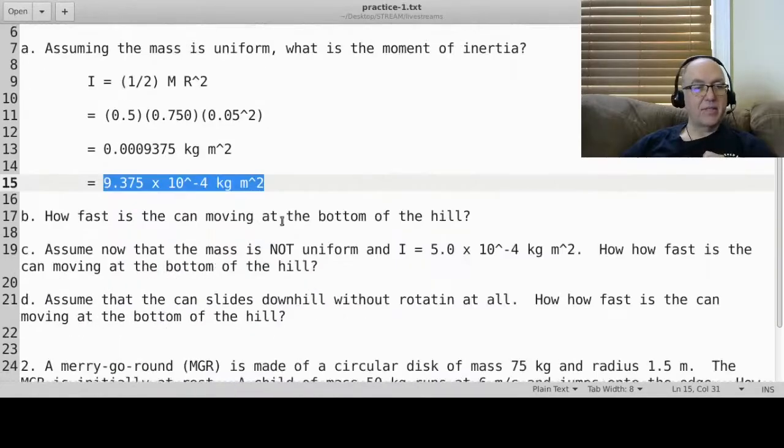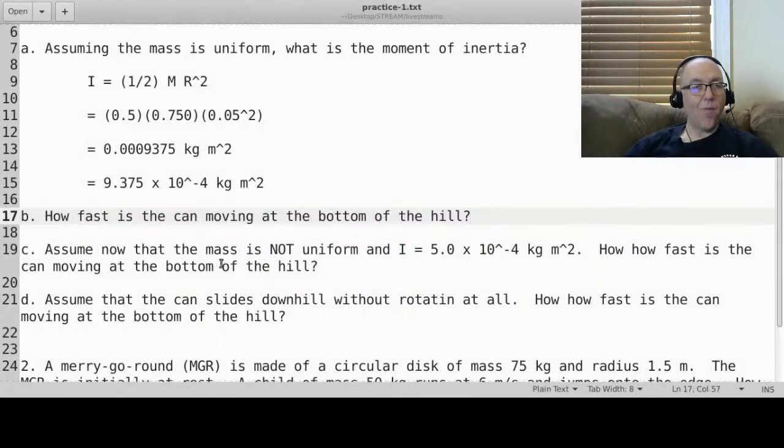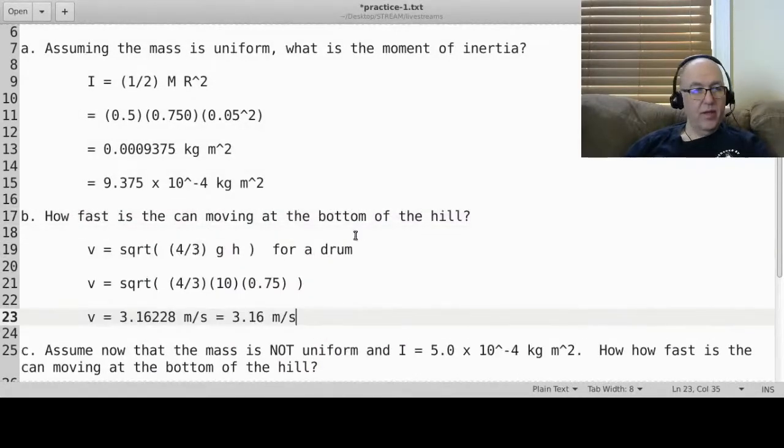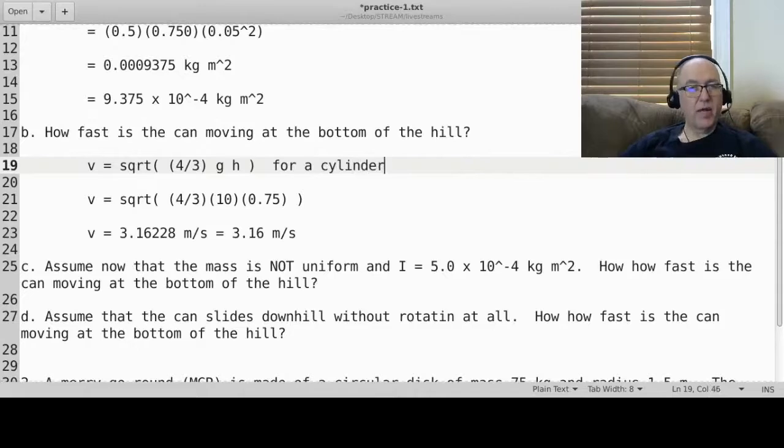Okay, so let's see if there's any questions. Oh, okay. Next, how fast is this can moving when it gets to the bottom of the hill? Now, I actually did solve this problem, but when I solved it in the pre-recorded lecture, I just did it generically. In other words, I didn't use any numbers. We don't have to go through all those steps. You can go directly to the formula that I derived there, and that formula was this one. Let me cut and paste it. It was this formula right here. So I say a drum, but I should just say a cylinder here, like that.